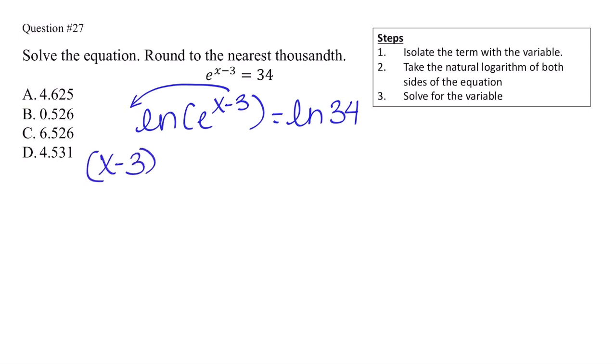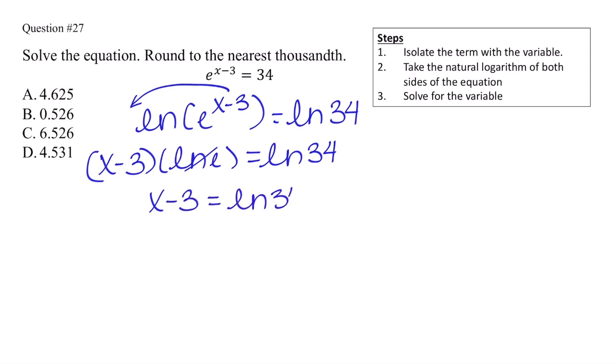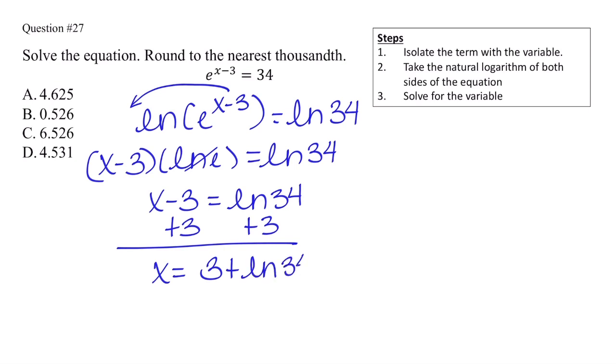So I have x minus 3 times ln e equals ln 34. So the natural log of e is just 1, so that term is going to cancel itself out. So I have x minus 3 equals ln 34. And then to solve for x, I'm going to go ahead and add 3 to both sides. So I end up with x equals 3 plus the natural log of 34, which I'm going to do on my calculator. I have 3 plus natural log 34. And then when I hit enter, I get 6.526. So that is answer choice C.